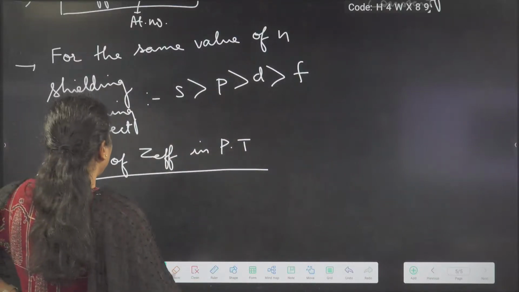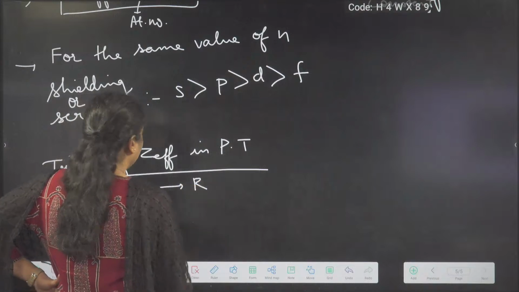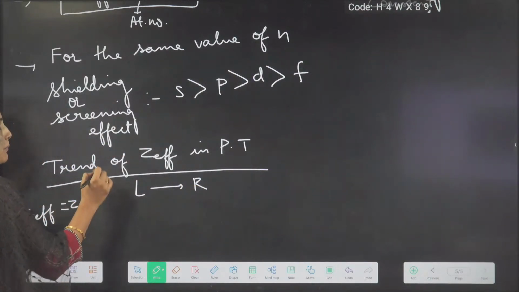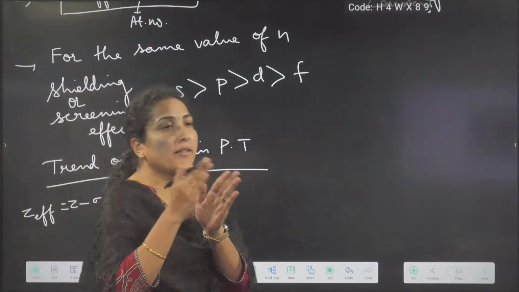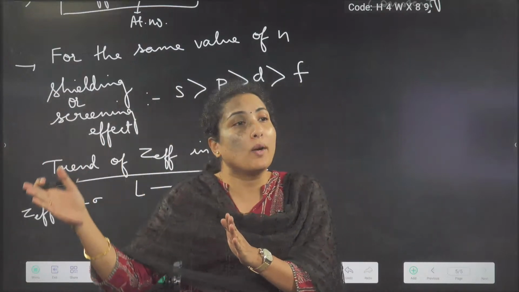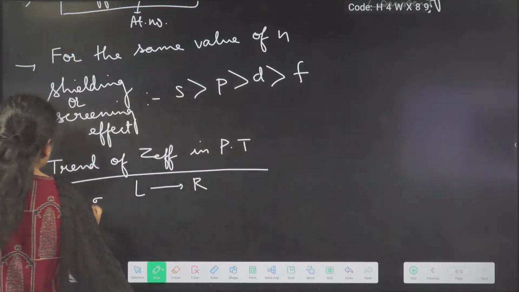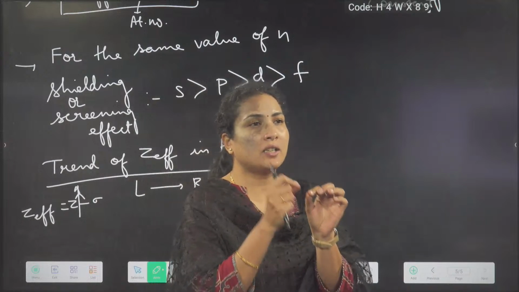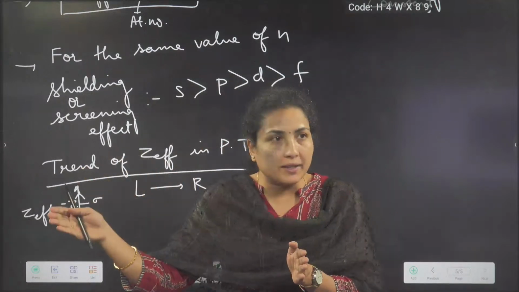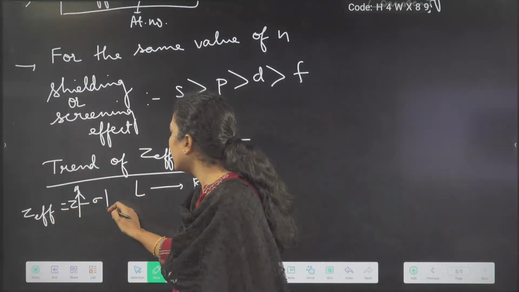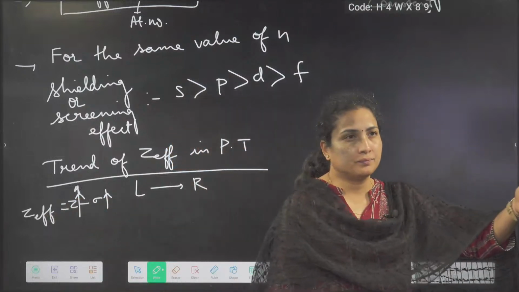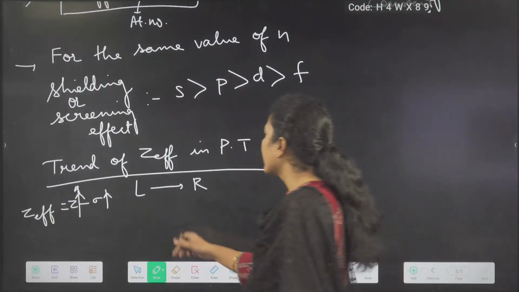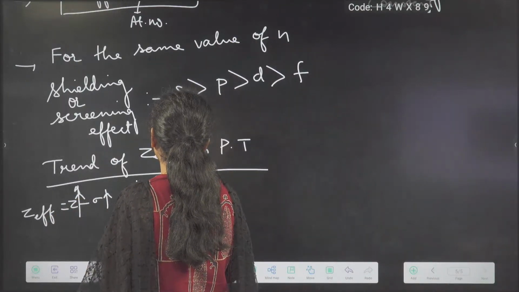Now, for Z effective, when I am moving from left to right, the formula is Z minus sigma. Normally when I am moving from left to right, the atomic number, which is Z, increases by 1, right? But sigma, the way it is calculated, increases only by 0.35. Both are increasing, but which one is increasing more? Z is increasing. So overall, Z effective will increase. So here I'll say that left to right, Z effective increases.